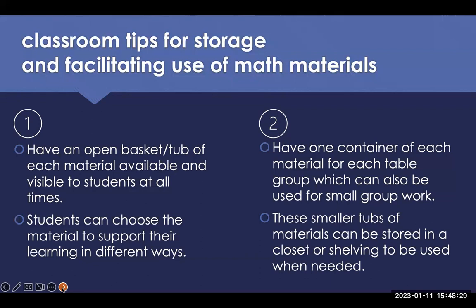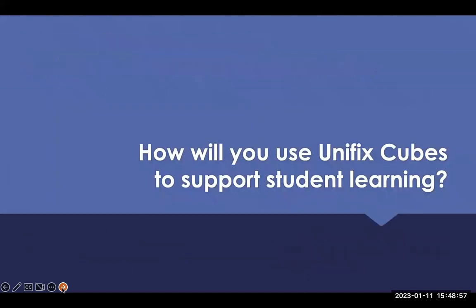You might have a whole bunch more Unifix cubes in a storage room somewhere, but having some available all the time, I think that students can see is really important. And then having a container for each of your table groups, a basket like this or a Tupperware container or something that you can put a collection of for small group work at tables so that if you're doing specifically something around patterning, that group has access to those. So those are just 2 particular storage tips for materials in general.